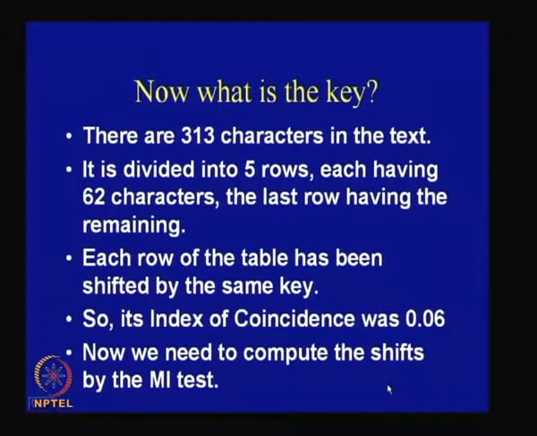So the next thing is to obtain the key. How do you obtain the key? Now there are 313 characters in the text. It is divided into 5 rows because 5 is the length of the key, each having 62 characters, the last row having the remaining.